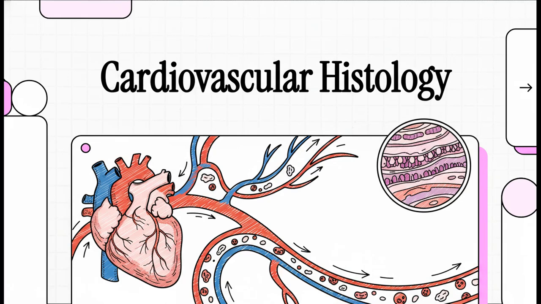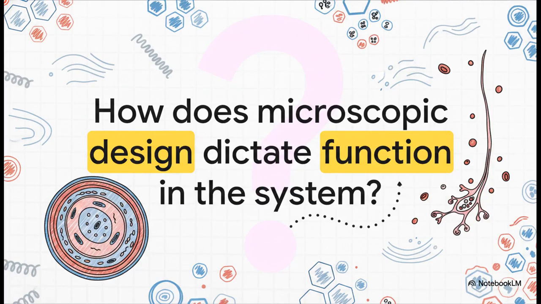All right, let's get right into it. Today, we're going microscopic to explore the incredible engineering of our cardiovascular system. We're talking histology, the actual cellular architecture of the heart and the blood vessels. And look, this is absolutely essential stuff if you want to understand how this system really works and what happens when it breaks down. So let's frame this whole explainer around one big question.